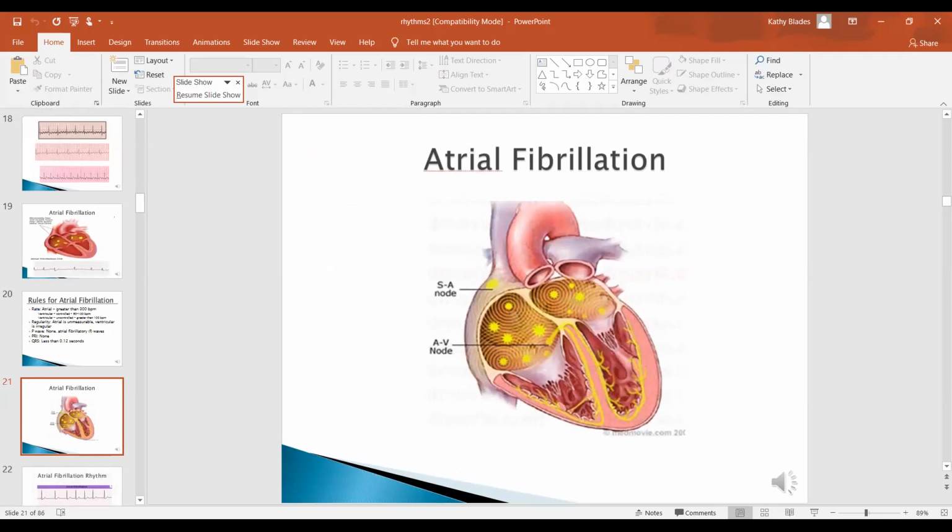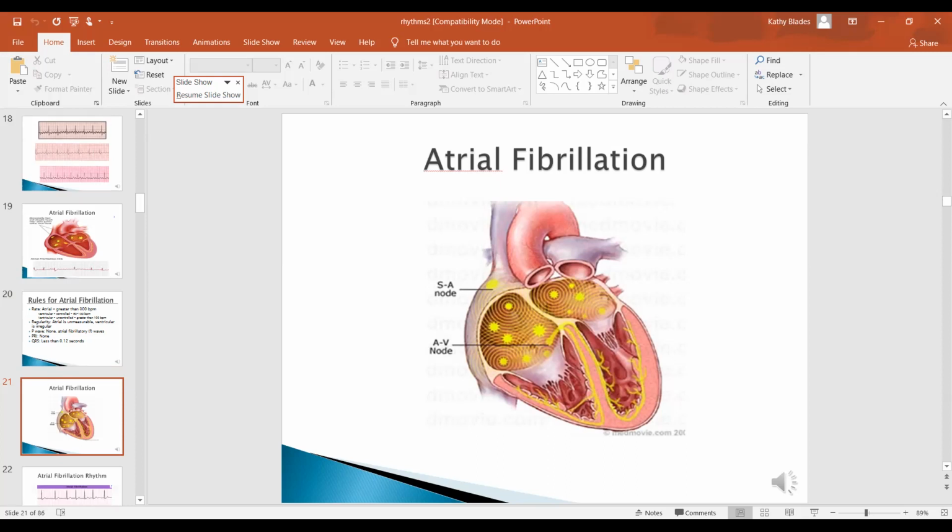So if we look at this slide, as you can see, the SA node's here, and here's the atria. They just don't ever have that one little oomph that goes. The atria do not contract the whole way. They just kind of quiver a little bit.